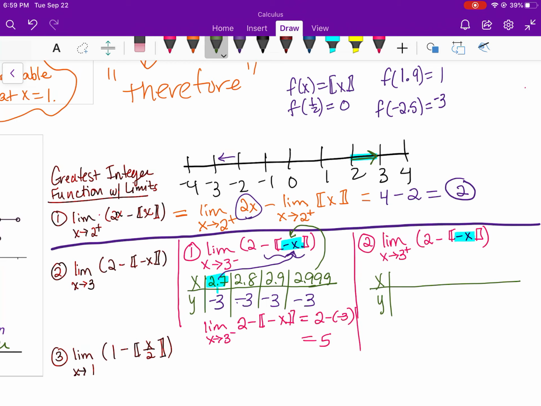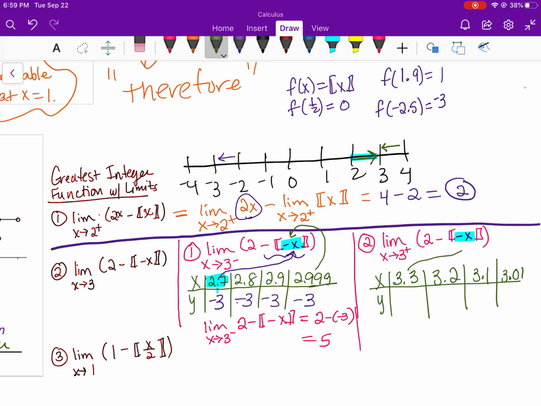So I'm going to approach 3 from the right. So I'm going to be on this right side of 3. I'm coming in from 4. So I'm going to get closer and closer and closer to 3, but coming from the other direction. So maybe something like 3.3, 3.2, 3.1, 3.01, etc. I'm going to get really, really close to 3.